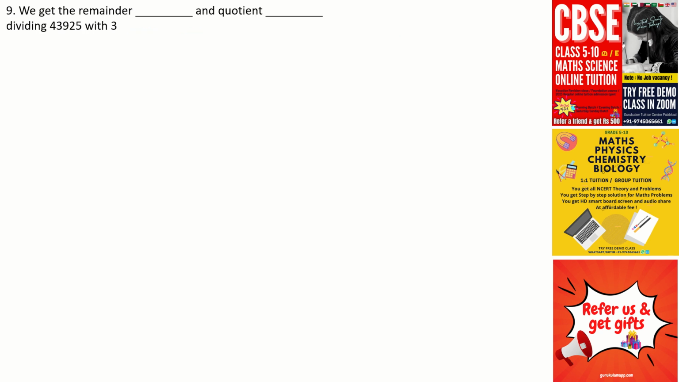And next one, we get a remainder dash and quotient dash, and they have given the condition, which is 43925 divided by 3 here, right? So you have to do like this: 43925 divided by 3 here, right?